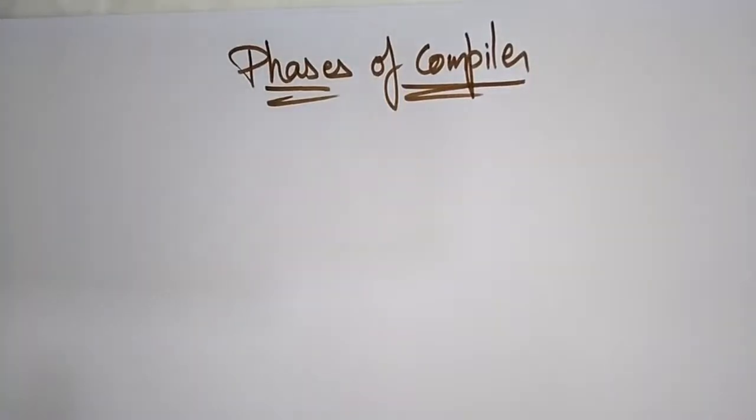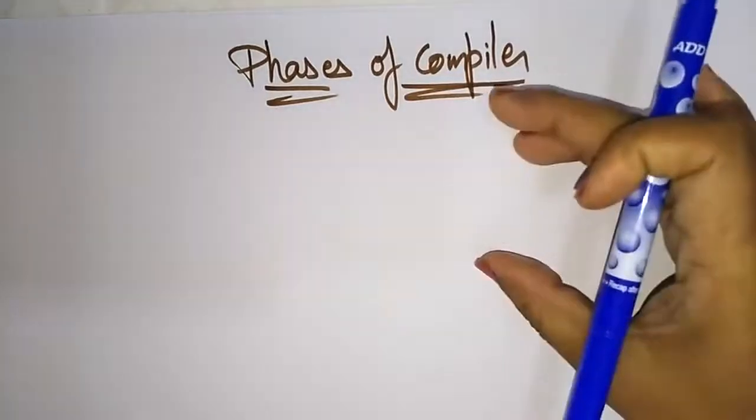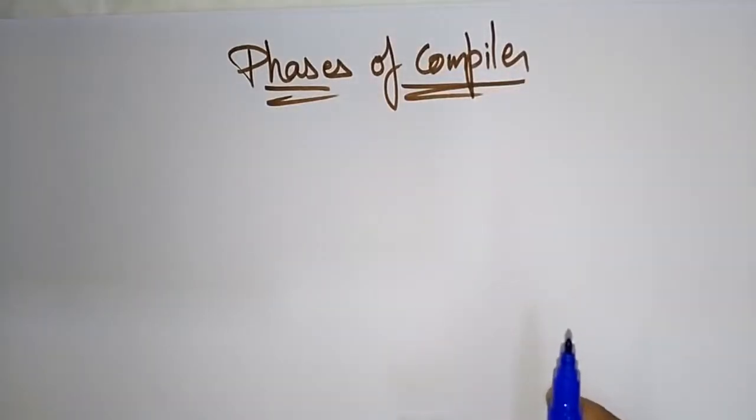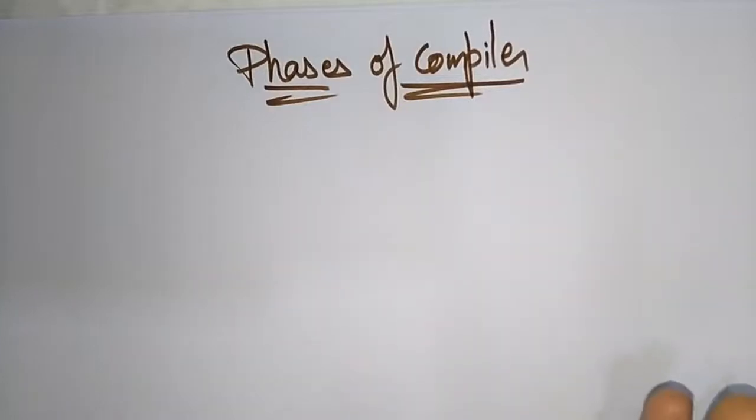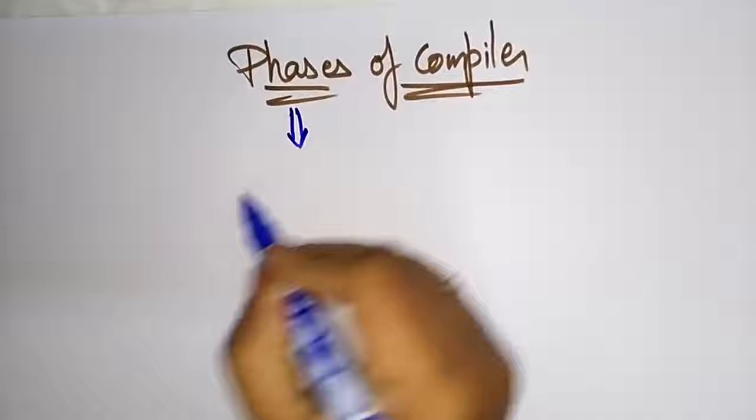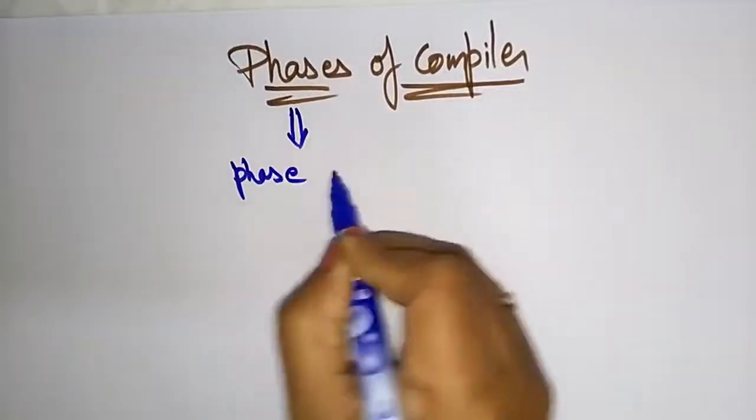Now let's take only the compiler part. What are the phases that are present in the compiler? The compiler operates in phases, and it has different phases. So what exactly is a phase? Let me write the phase.